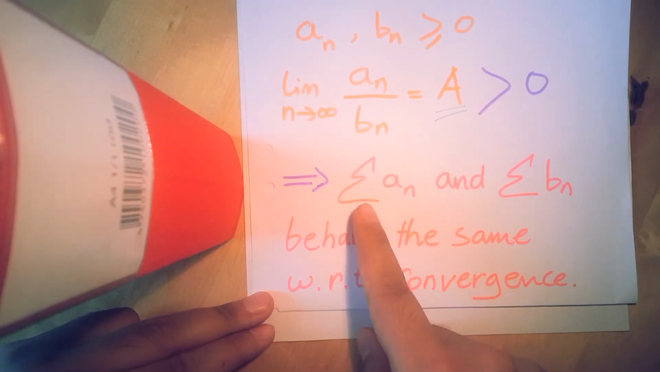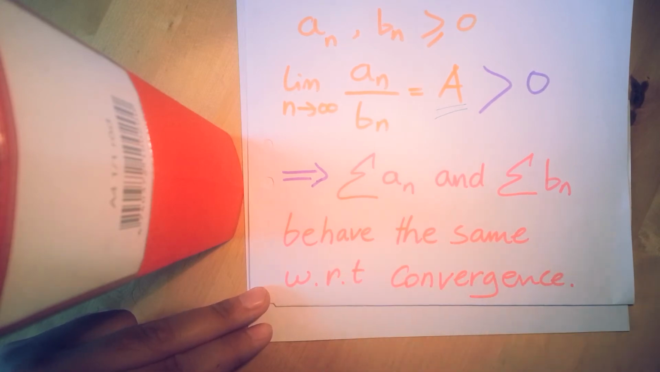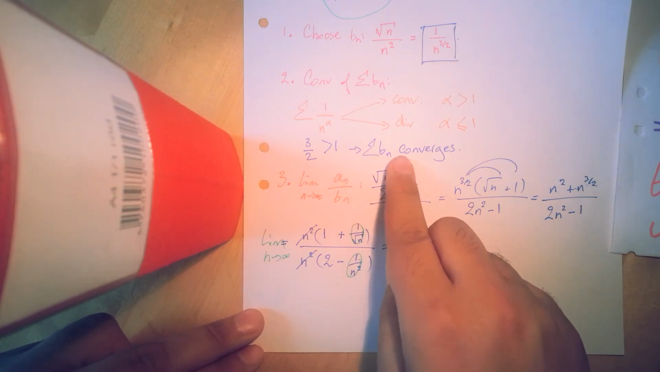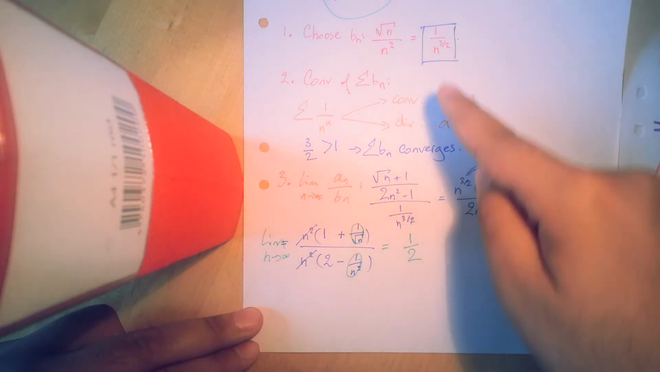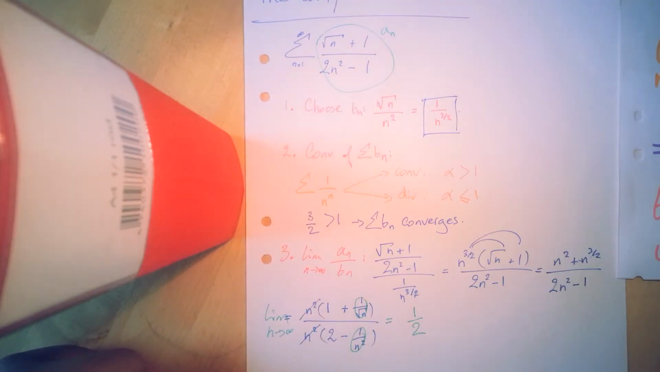That means that we can say that the series of a_n and the series of b_n behave the same with respect to convergence. And we know that b_n converges, so that means that a_n should also behave the same as b_n, and so it should also converge. So this is a convergent series, and that's the answer to our question.